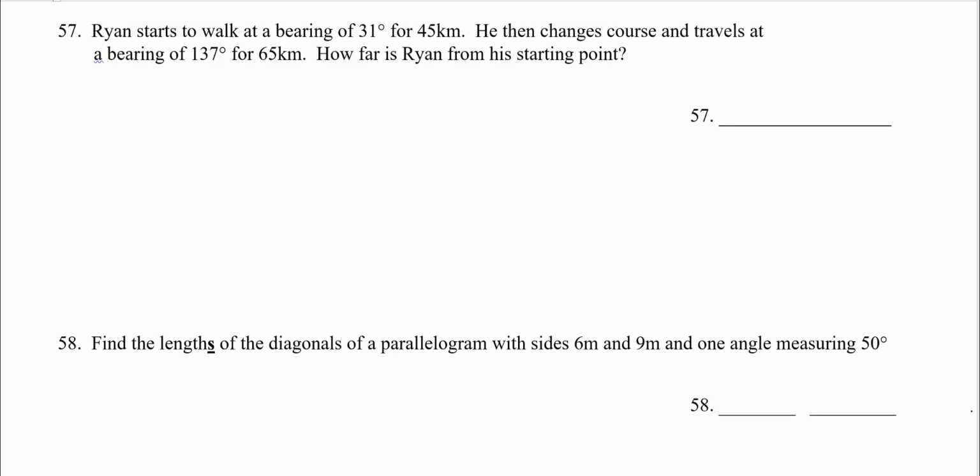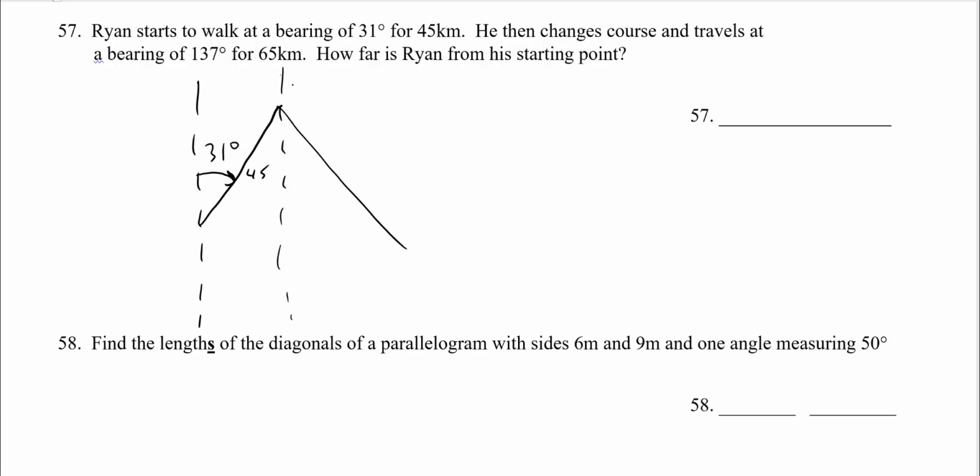Ryan starts to walk in a bearing of 31 degrees for 45 kilometers. So let's draw a nice problem here. 31 degrees is this way, for 45 kilometers. He then changes course, so put another dotted line here, and walks at a bearing of 137 for 65 kilometers. How far is Ryan from the starting point? So you're looking for this line right here.